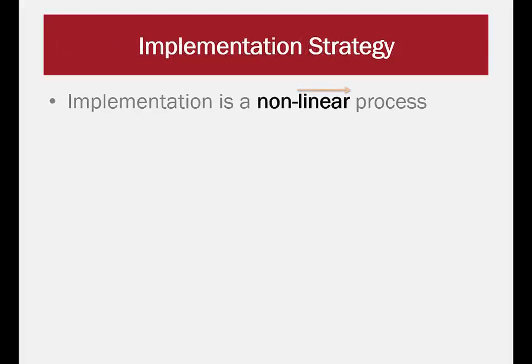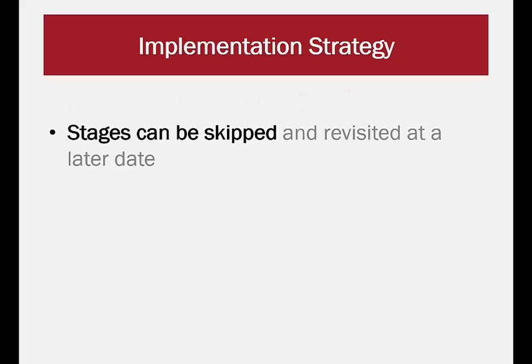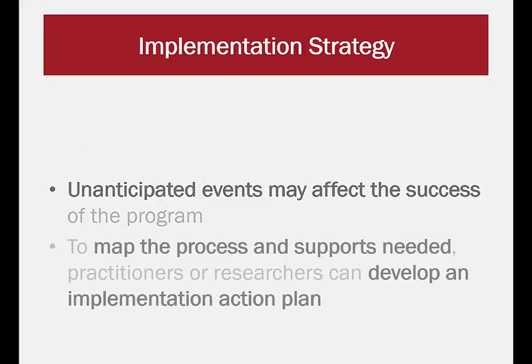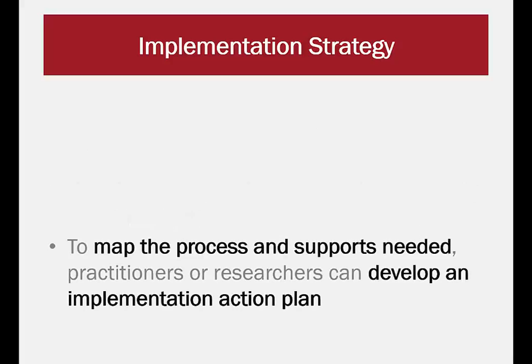Developing an implementation strategy is a non-linear process. Stages can be skipped and revisited at a later date. For example, a working group may be formed at the beginning and then updated with more knowledge users throughout the process. Unanticipated events may affect the success of the program. To map the process and supports needed, practitioners or researchers can develop an implementation action plan.